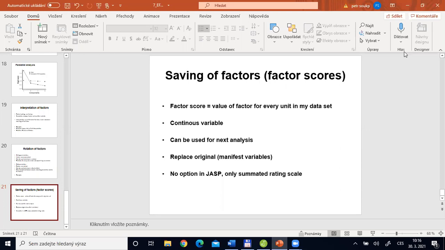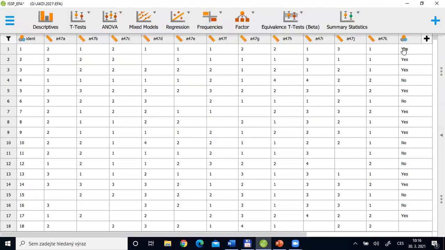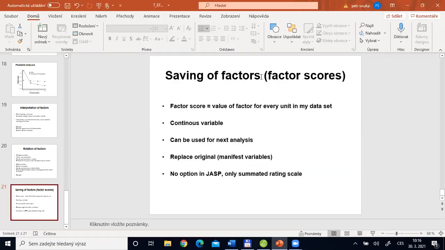A factor score is the value of the factor for every unit in my data set, and usually it means that your statistical package will create for you a new column with the values of these factor scores. Unfortunately, JASP is not currently offering this option, so there is no option to save factor scores in JASP. It is a general property of JASP that it is not capable of saving anything from your analysis into the data matrix. This is based on the logic of R, so excuse this inconvenience.